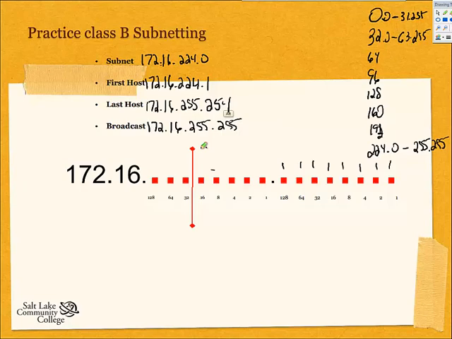Takes practice, absolutely, and yes, you'll forget it. You'll forget it if you don't use it on a regular basis. But once you see it again, it'll pop right back in. And as you can see, it's not difficult. Okay, in the next section, we're going to be looking at variable length subnet masking, and route summarization.